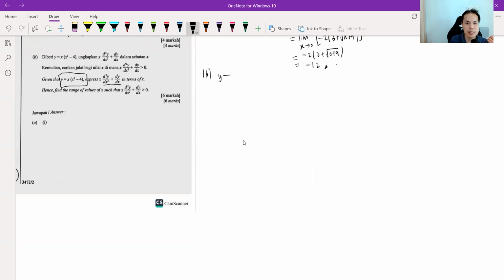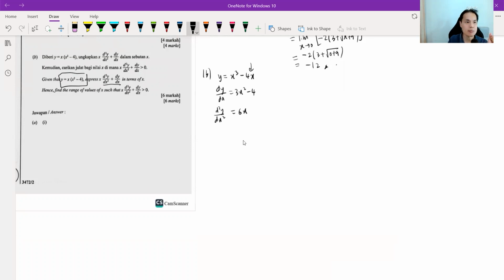Okay, so first of all, let's expand the bracket. This is x to the power 3 minus 4x. When you differentiate, dy/dx gives us 3x squared minus 4. I hope we know how to differentiate quickly by now. Bring the power down, copy x, reduce the power by 1. If you differentiate the linear term, negative 4x, you get minus 4. When you do d2y/dx squared, this will be 6x.